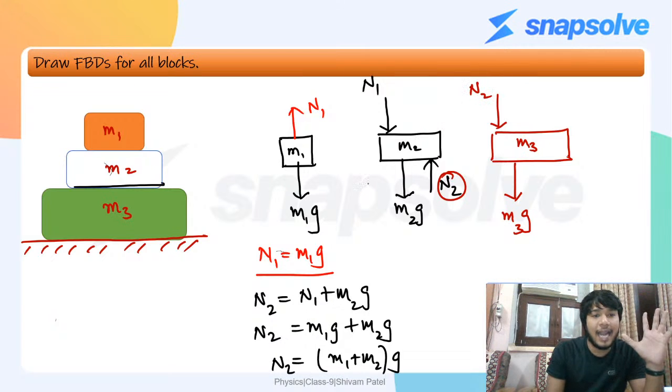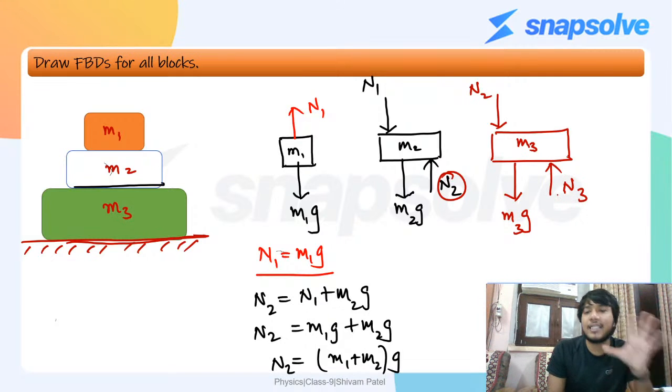Clear? And m3 is in contact with this ground surface, so the ground will also apply a normal reaction force, and that I'm marking by n3. Are these points clear? Did you understand all these forces?